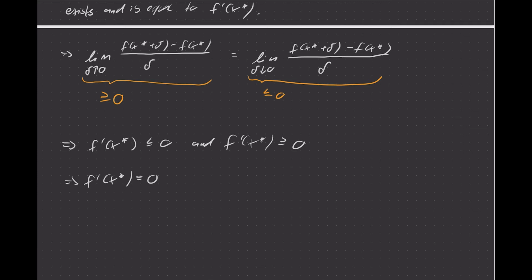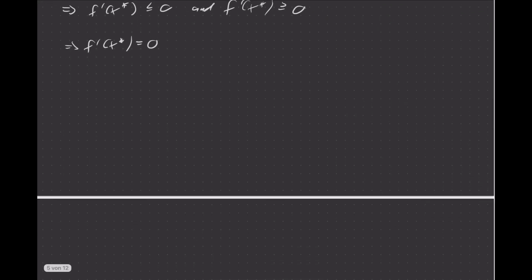And of course we can do the same thing for local minimizers. The result will just be the same. So let's write this down as the central theorem here of this section. And that theorem is often called a first order condition for local extreme points. First order condition because it involves the first order derivative.